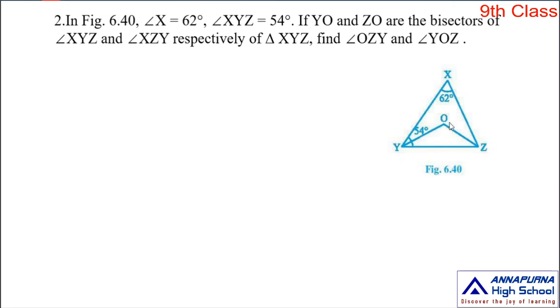Next, OZ is the bisector of angle Z. So OZ is the bisector of angle Z and divides it into two equal angles. Angle OZX is equal to angle OZY.